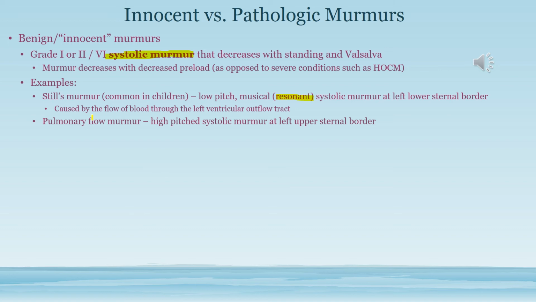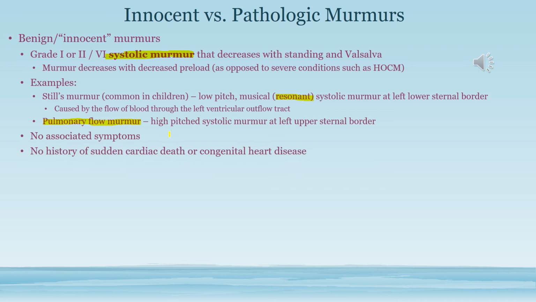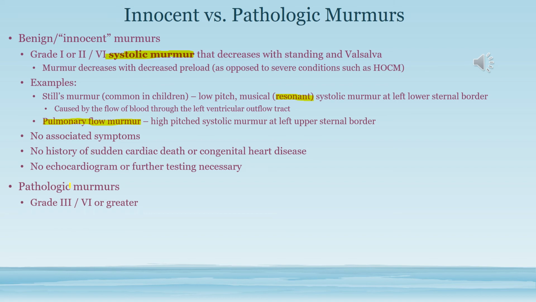Pulmonary flow murmur as well: when there's excess blood flow going across the pulmonary valve, you can get an upper left sternal border systolic murmur. You have no associated symptoms. The more symptoms you have, the more likely the murmur is pathologic because you're actually getting symptoms. No history of sudden cardiac death in the family or congenital heart disease, and you don't need any testing in these patients. If you have all these criteria met, you don't need to test any further for problems with the heart.